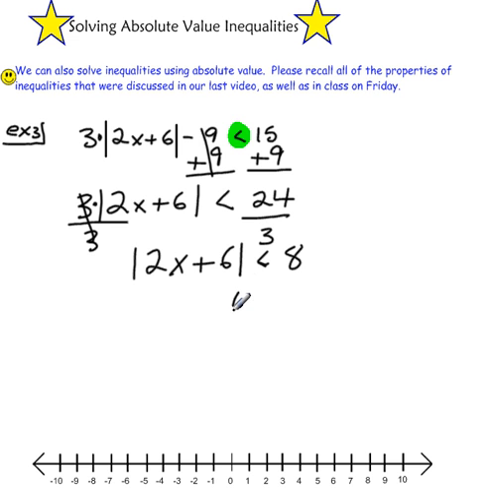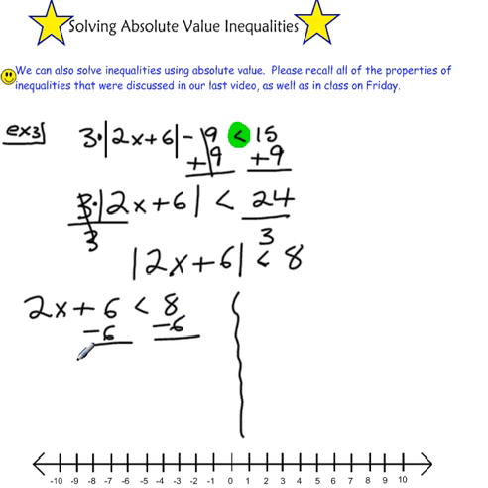We still have to solve it twice, just like we did a while ago, and just like we did a few minutes ago. The left side will read just as it is written in the original equation. So 2x plus 6 will be less than 8. We'll subtract 6 from both sides. Y'all know how to do all this now. Alrighty. Divide by 2. Divide by 2. And x is less than 1.